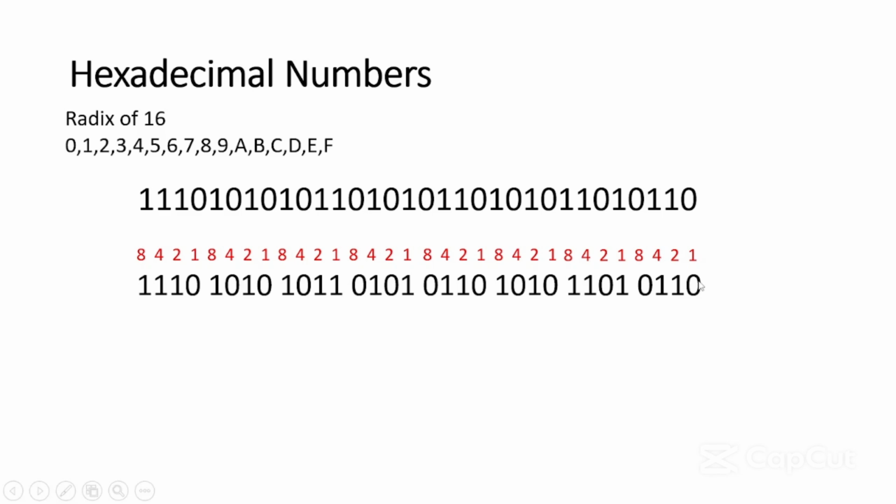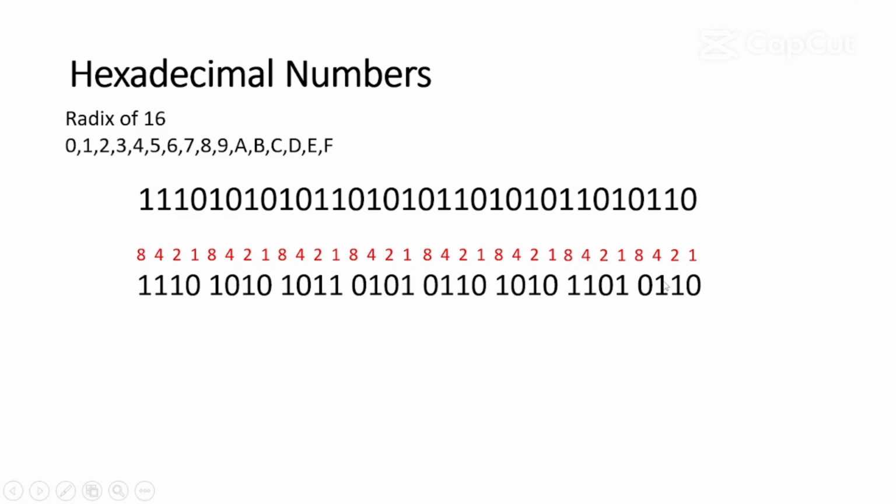So why do we divide it into nibbles? It's because 2 raised to the power of 4 is equal to 16. And since hexadecimal has 16-digit representations, each of these groups of 4 has 16 number representations in them, ranging from 0 to F. Now let's check. In this group, we have 8 plus 4 plus 2 plus 1, which is 15, equivalent to the letter F.